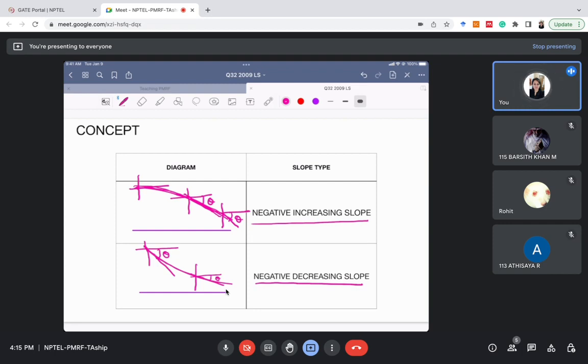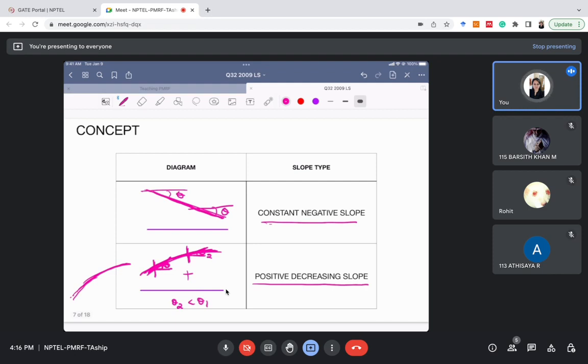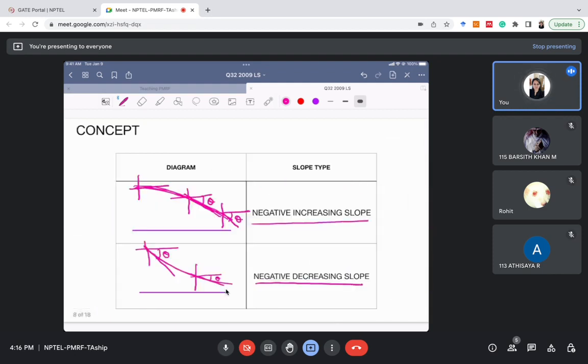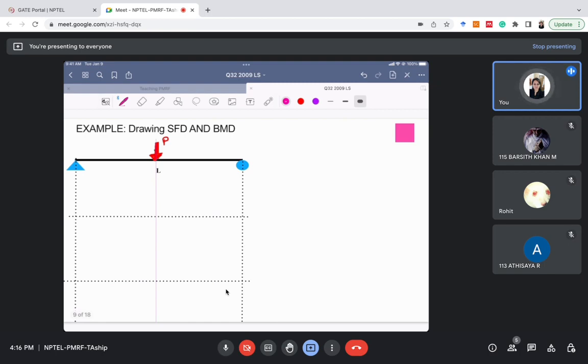This shape will help us in drawing the SFD and BMD. So please note down the shapes: what is zero slope, what is constant positive slope, what is constant negative slope, and similarly everything. Now I'll directly jump into the problem so that we can implement the concepts which we have studied. So this is our first problem.